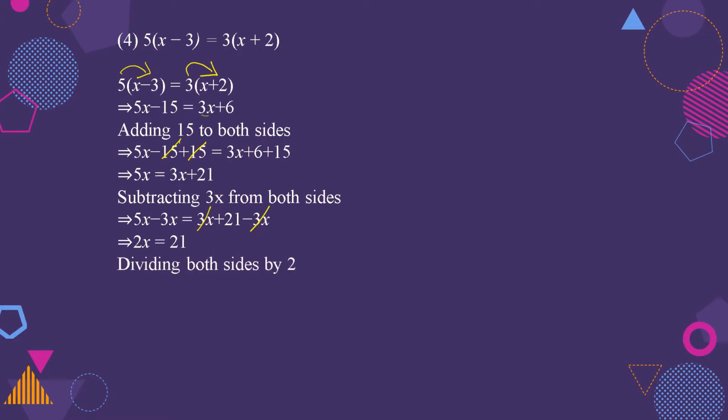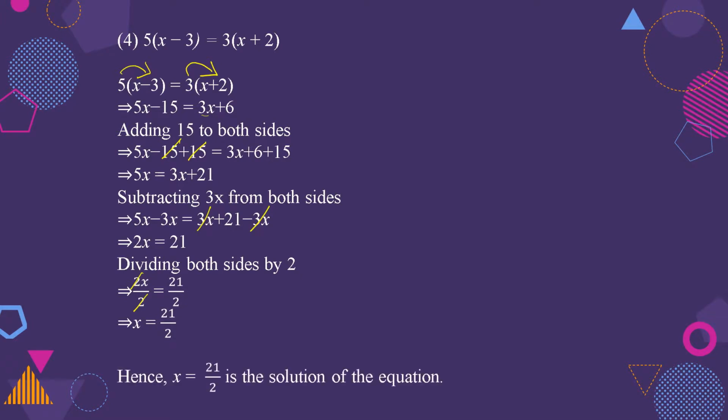Dividing both sides by 2, we will get 2x upon 2 equal to 21 upon 2. So 2 will get cancelled from the numerator and the denominator on your left hand side, and you have x is equal to 21 upon 2. So the value of x, or we can say that x is equal to 21 upon 2, is the solution of the given equation.